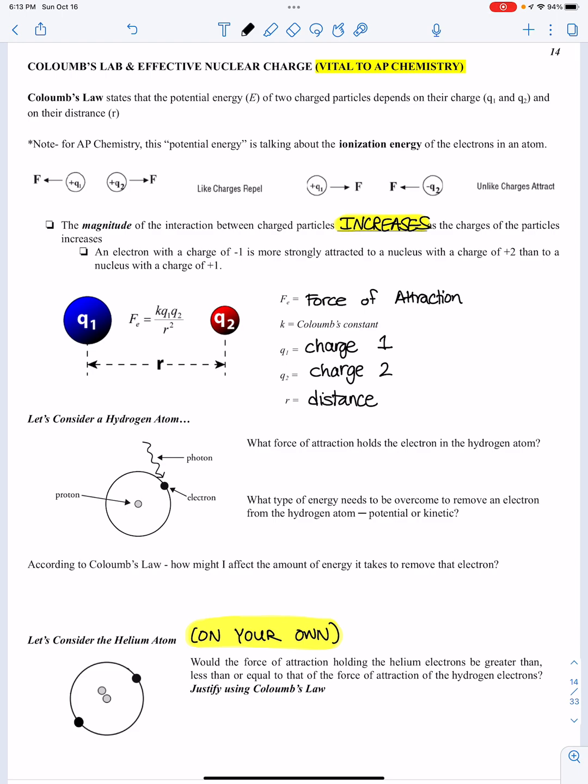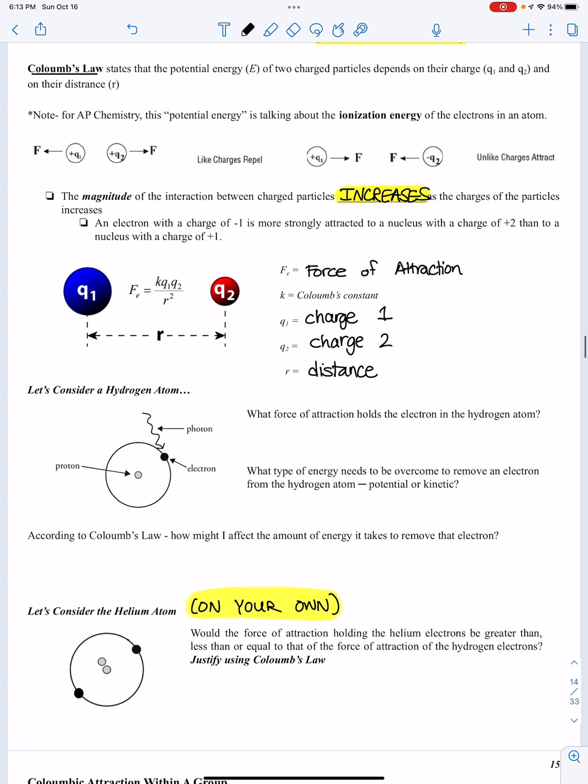This is so important. In class, we did talk a bit about Coulomb's law, if you have a little bit of notes there. It's the potential energy, the energy kind of like holding things in place, of two charged particles depending on their charge. We have seen that like charges repel, unlike charges attract, so a positive is attracted to negative. The magnitude, or the size, of the interaction between the charged particles increases. So the attraction increases as the charges increase.